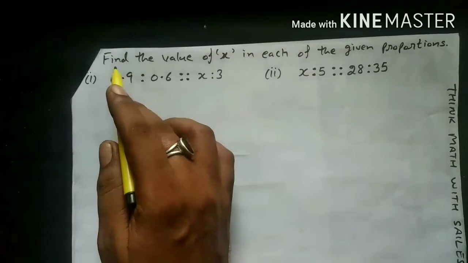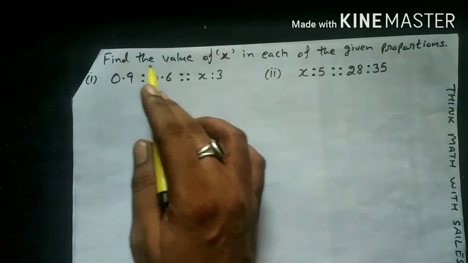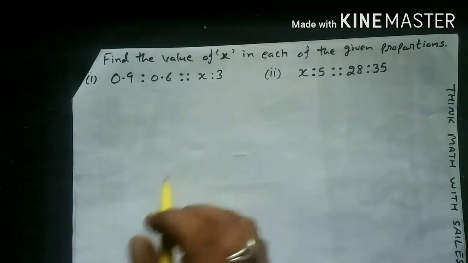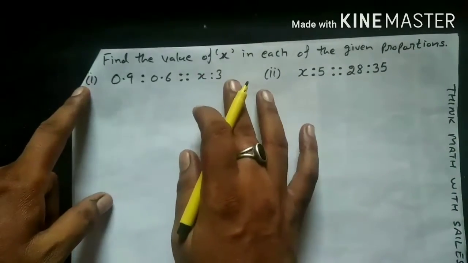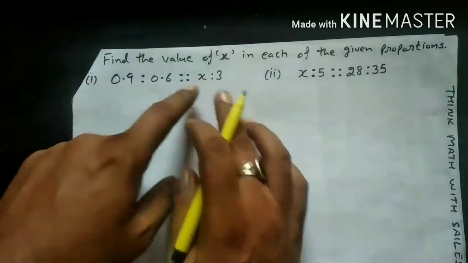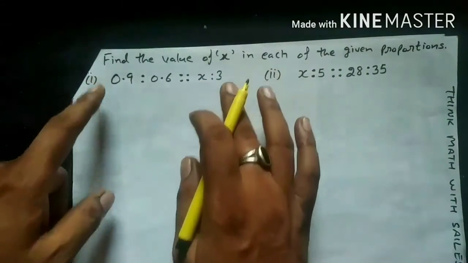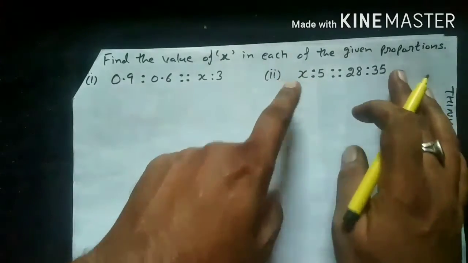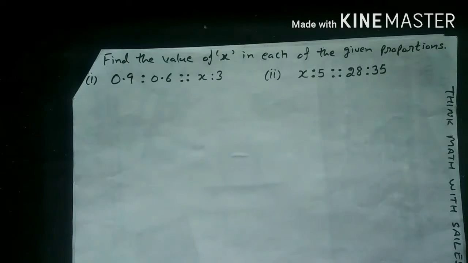Dear student, in this question, we have to find the value of x in each of the following given proportions. This is the first proportion and this one is the second proportion. Firstly, we will find the unknown value x from the first proportion, and after that we will find the unknown value x from the other one. Okay, now let us start.